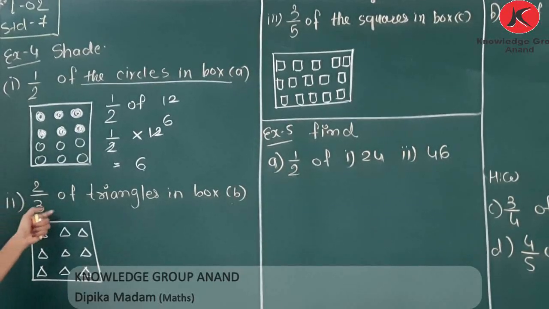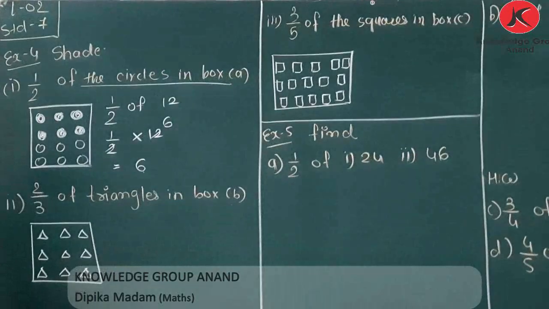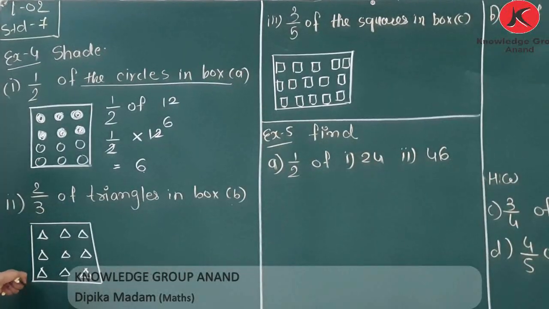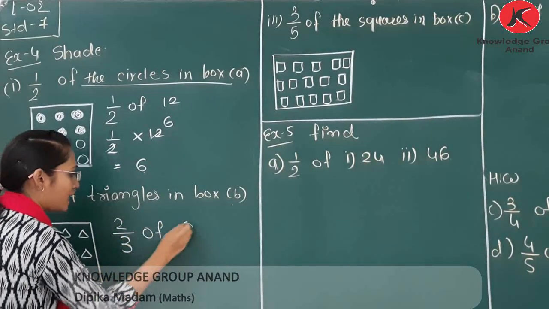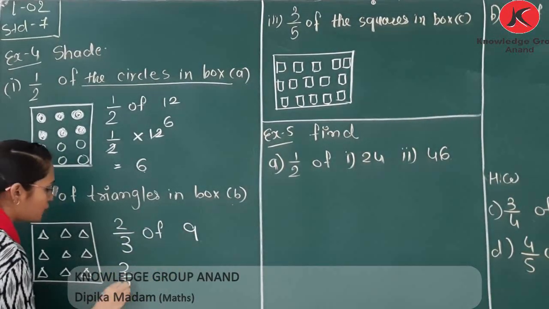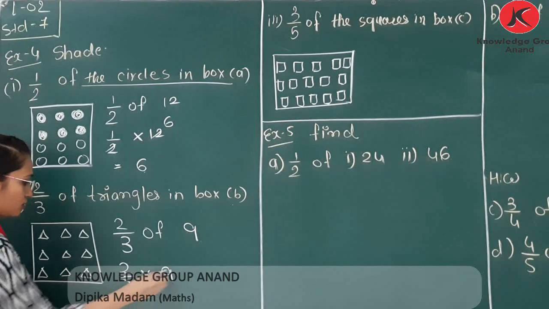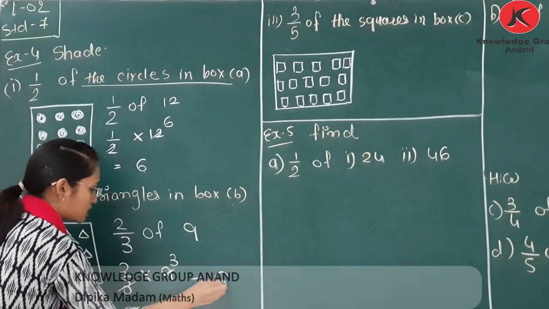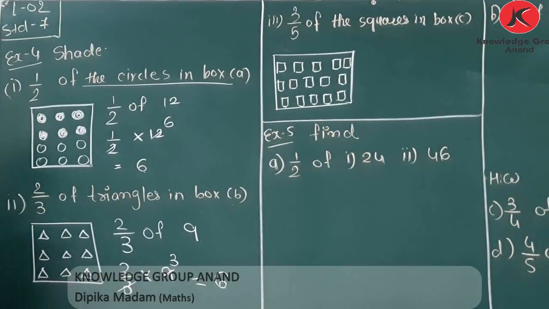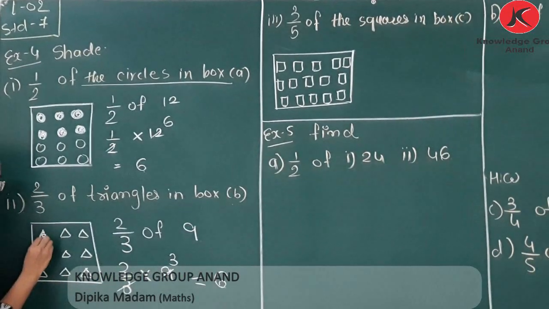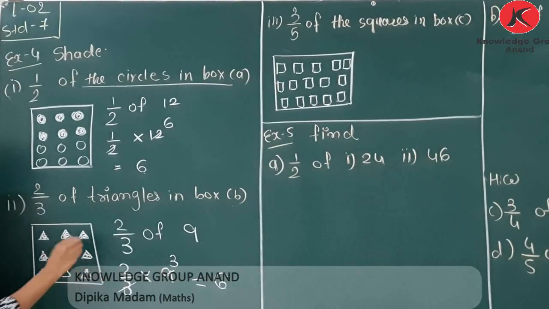Next is 2 by 3 of the triangles in a box. How many triangles are here? You can see 9 triangles are here. So you can write 2 by 3 of 9, so 2 by 3 multiply 9. 3 3s are 9, so it is 2 3s are 6. Now how many triangles do you need to shade? 6. So 1, 2, 3, 4, 5 and 6.